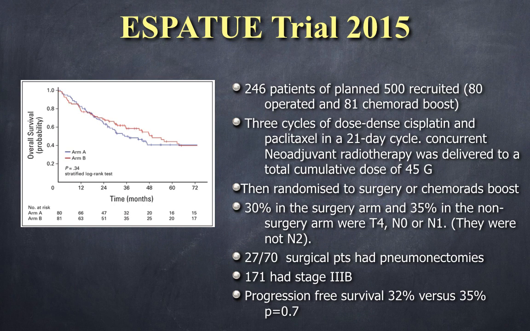Now, there's one other huge study we need to talk about called ASTRO from 2015. This was a concurrent chemoradiotherapy and then surgery, or just chemoradiotherapy alone, and it's negative. Again, there was a big problem with this study. 30% of patients didn't actually have N2 disease, and a lot of patients had pneumonectomies, and 171 patients had stage 3B. So it probably suffered because it was under recruiting and it opened the recruitment to too wide a group, and that's maybe why there was no survival difference.